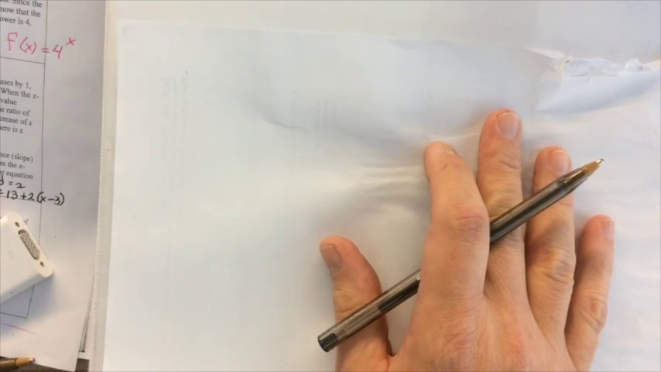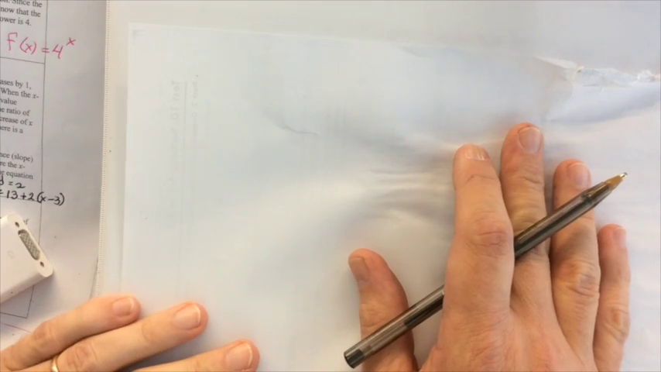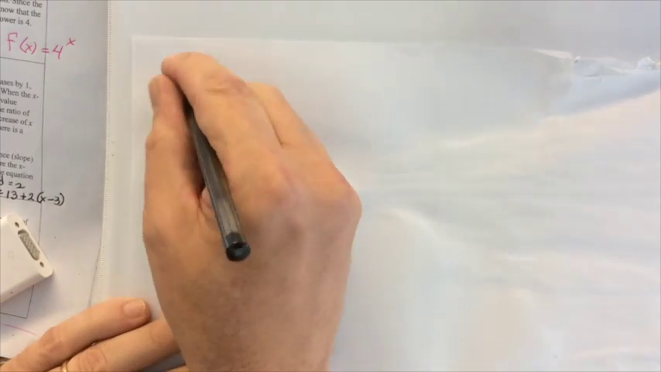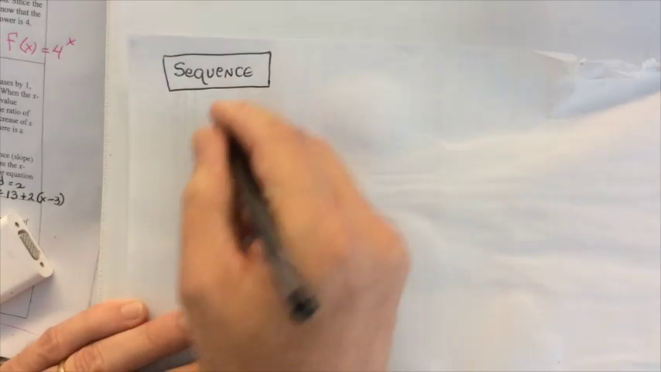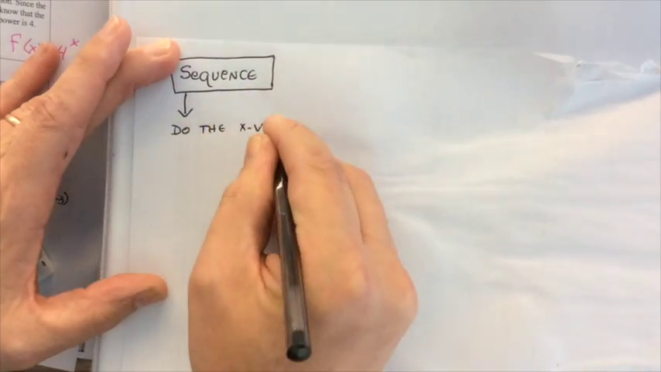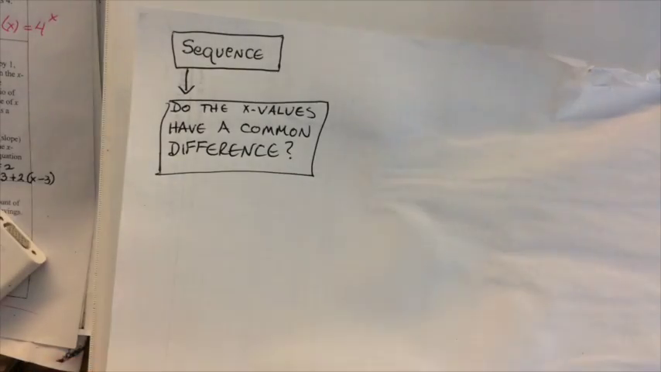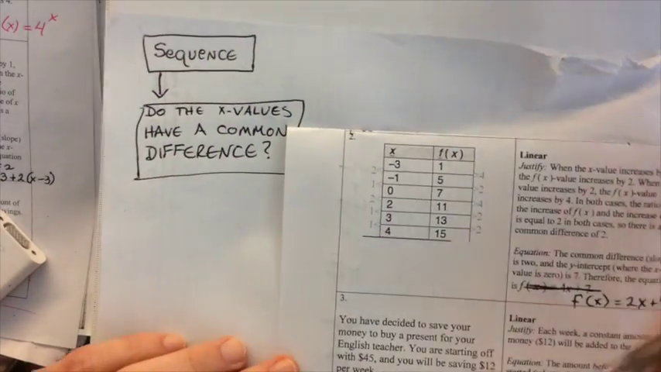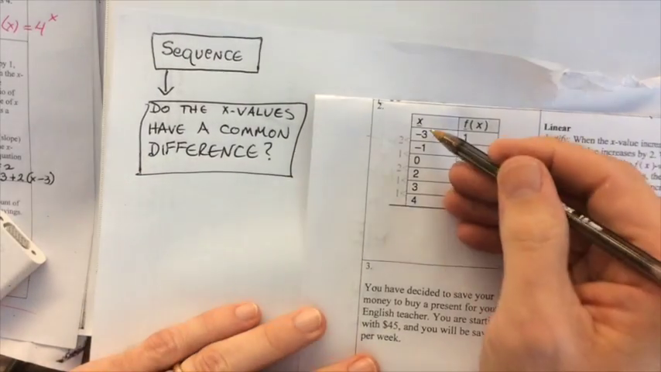A decision tree is something you can follow along, and it helps you figure out what to do next. Let's say somebody gives you a sequence of numbers. Very first thing you want to ask: do the x values have a common difference? Let's look at this problem, this number 2 problem here. Do the x values have a common difference?